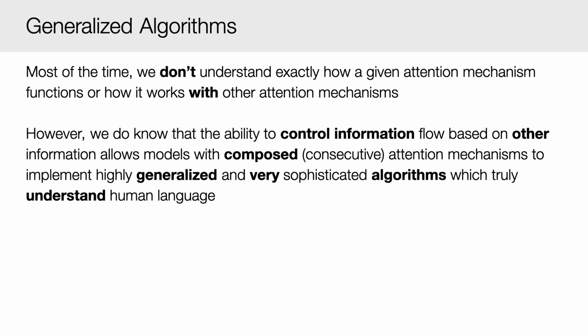So most of the time, we don't exactly understand how a given attention mechanism functions or how it works with other attention mechanisms, right? We don't really understand what function it might be learning. But we do know that the ability to control information based off of other information, when you compose multiple attention mechanisms together, is powerful. Think about what happens when you compose multiple if statements within one another, right? You are able to implement highly generalized and very sophisticated algorithms which truly understand human language, right?